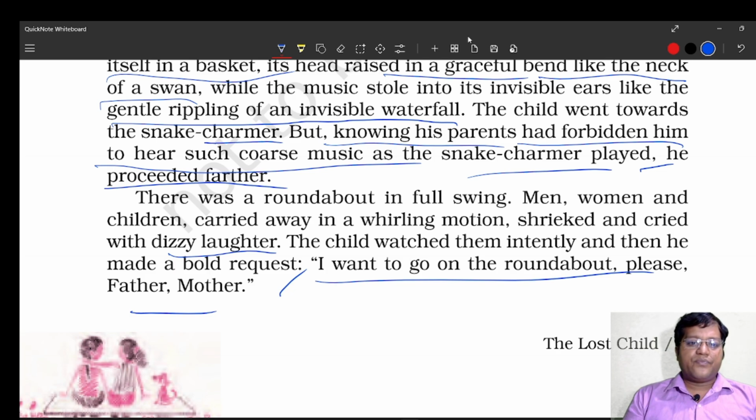In this video, up to these three pages. In the next part, part 2 of this series, you will find out the rest of the story of the lost child.